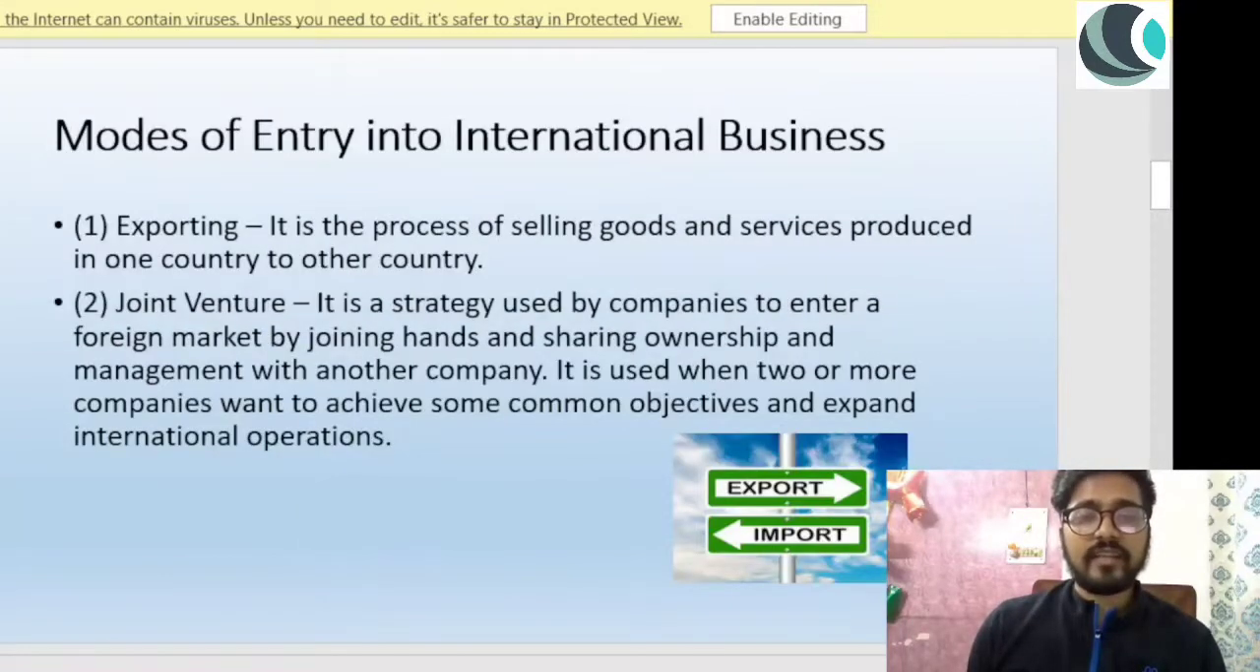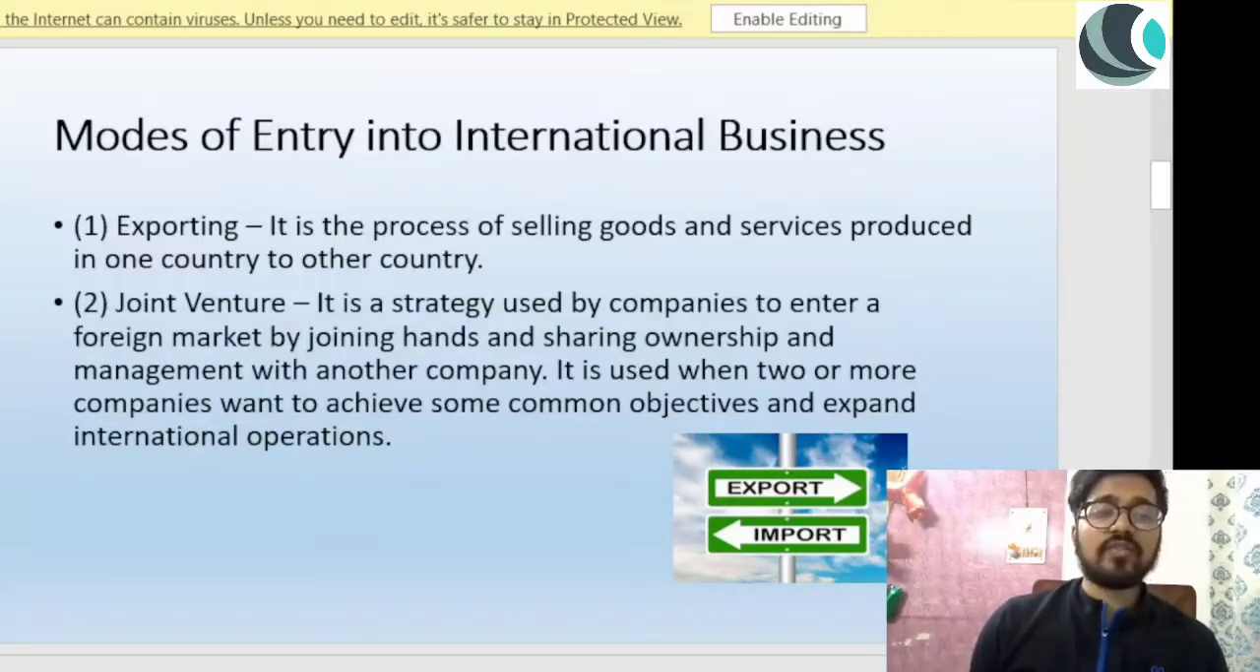Then the next thing is the modes of entry into international business. It's a very basic thing. When you are studying international business, the basic question that will come to your mind is, how do I enter into international business? What are the modes or methods of entry into international business? We will cover the most important modes one by one. The first one being exporting, right?